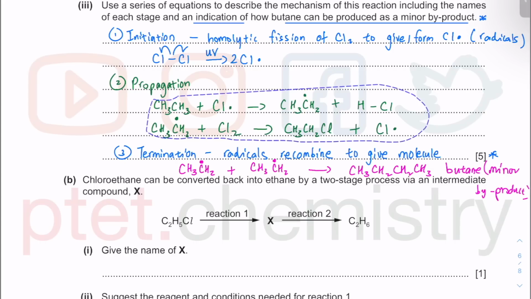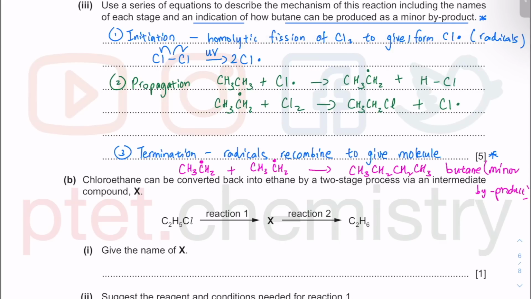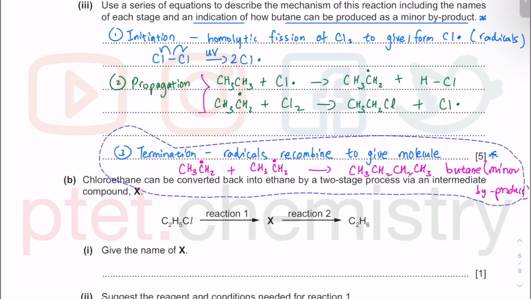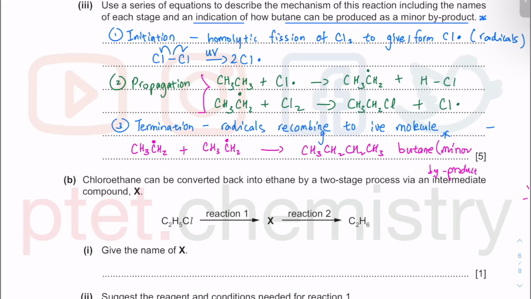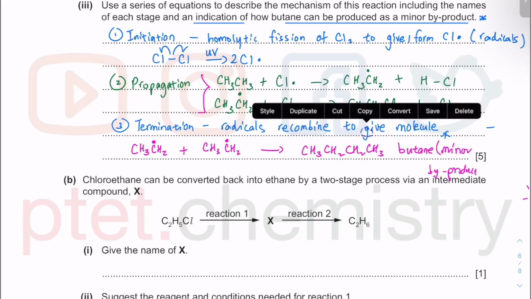Let me see if I can move this up here. So there's your propagation step, and I'll have one more line which I can write my termination there, and it will look a bit neater, I hope. Nope, that doesn't look so well. Just give me a minute. All right, okay, that looks better.